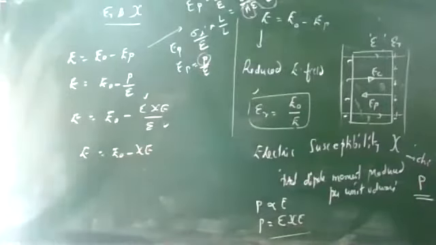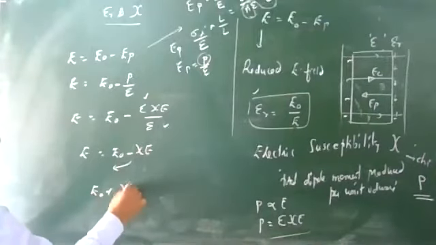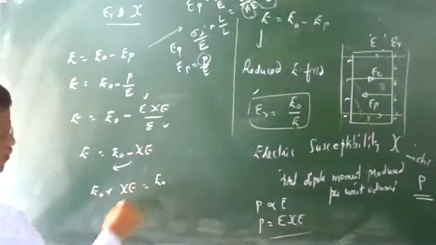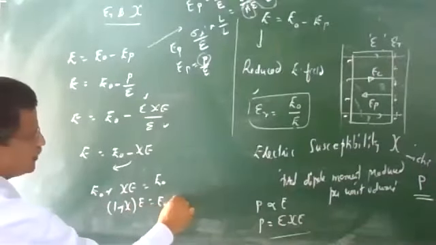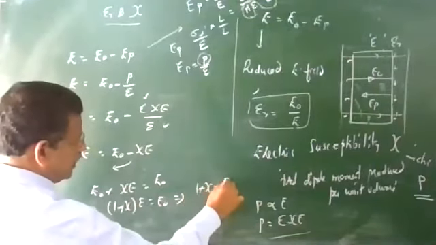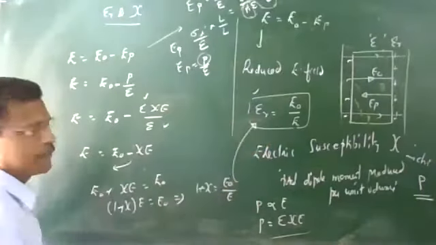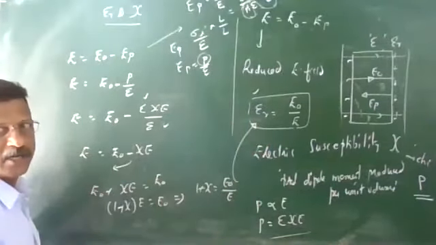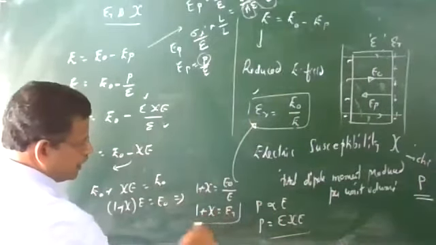Here E naught is the outside field, E is the reduced electric field. Bringing it to the left side, E plus chi E is equal to E naught. So 1 plus chi times E is equal to E naught, which means that 1 plus chi is equal to E naught divided by E. This is the definition. What is E naught by E? It is the dielectric constant of the medium. So 1 plus chi is equal to epsilon r.